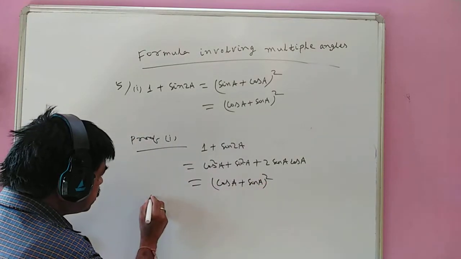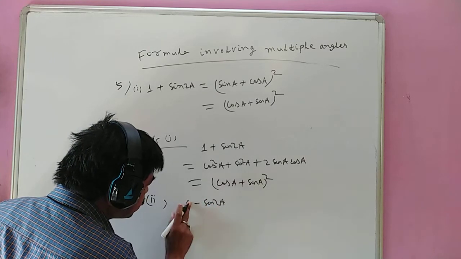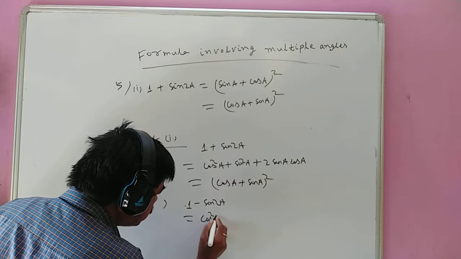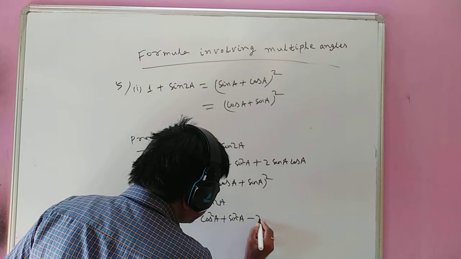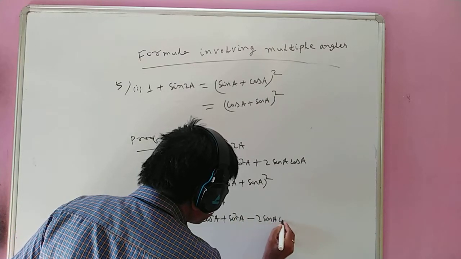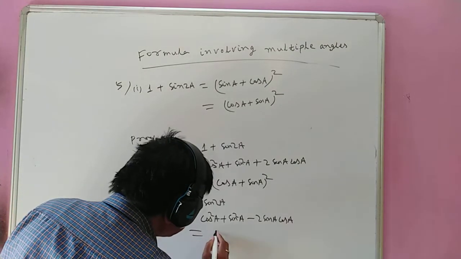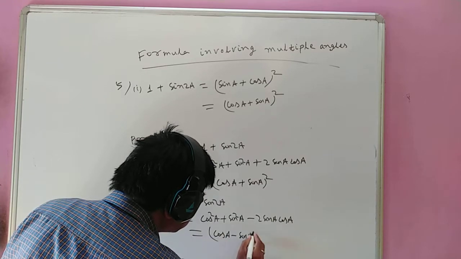Then the second bit is 1 minus sin 2A. For this 1, we write cos square A plus sin square A. This sin 2A you can write as 2 sin A into cos A. So now it is a square plus b square minus 2ab, so this will be (a minus b) whole square, that is (cos A minus sin A) whole square.